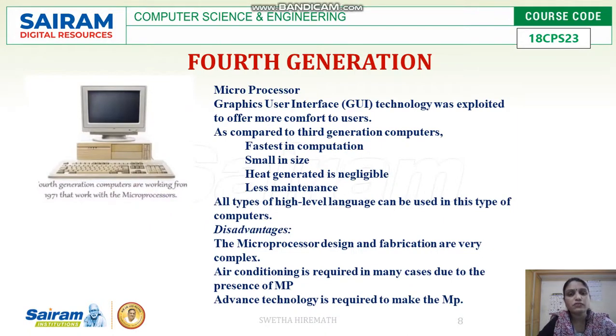Then moving on with the fourth generation, to overcome the drawbacks of the third generation computers, fourth generation computers were developed during the period of 1971, and they made use of microprocessors. Graphical user interface technology was also developed for more comfortable use of these computer systems. As compared with the third generation computers, they are fastest in computation and small in size, the heat generated was negligible, and there was less maintenance cost. And all types of high level languages can be used in this type of computers.